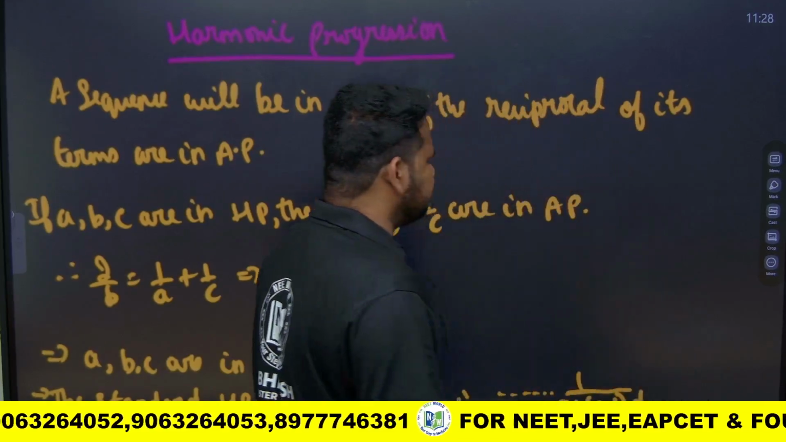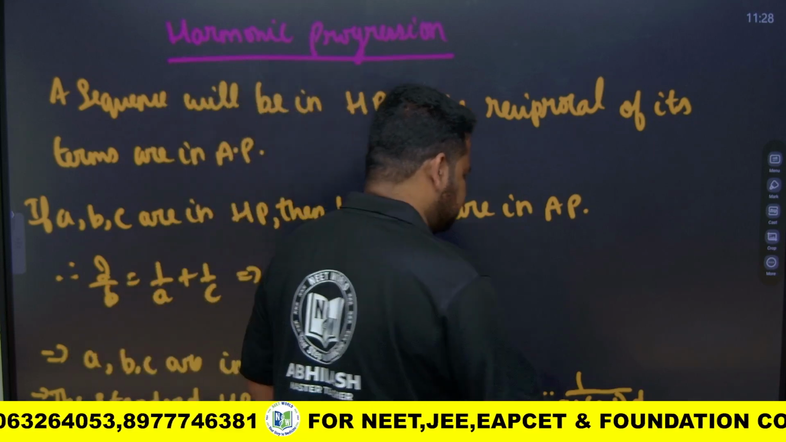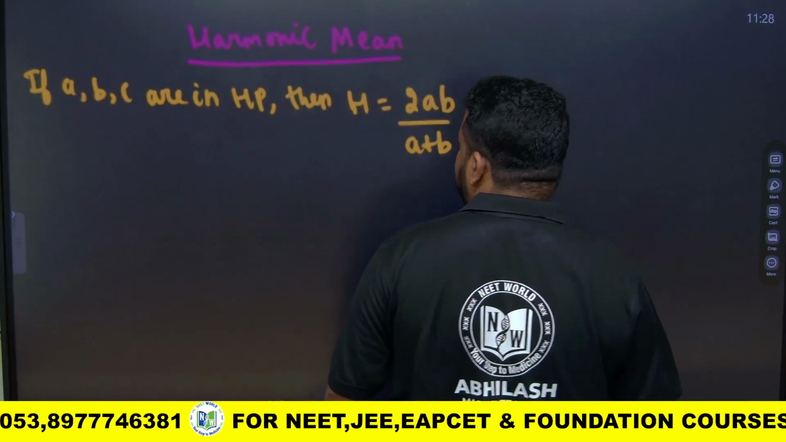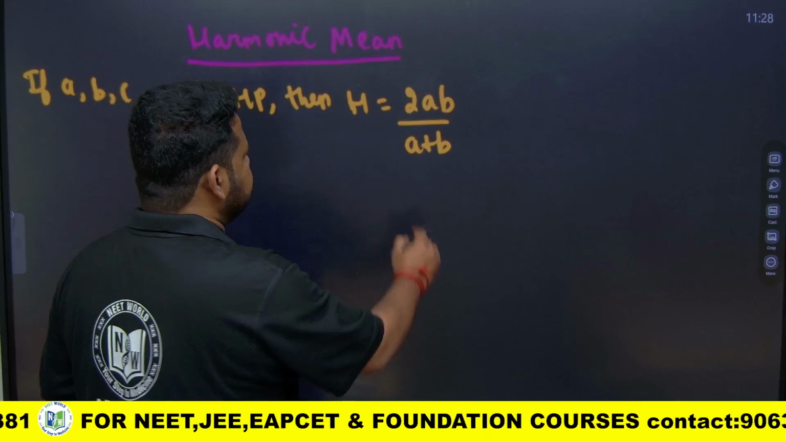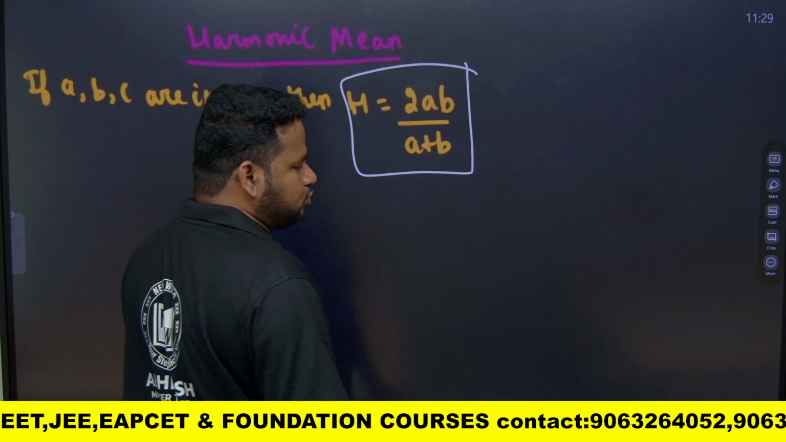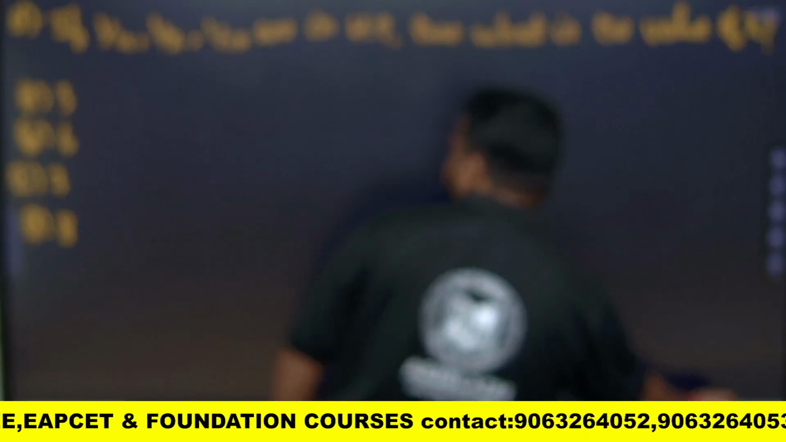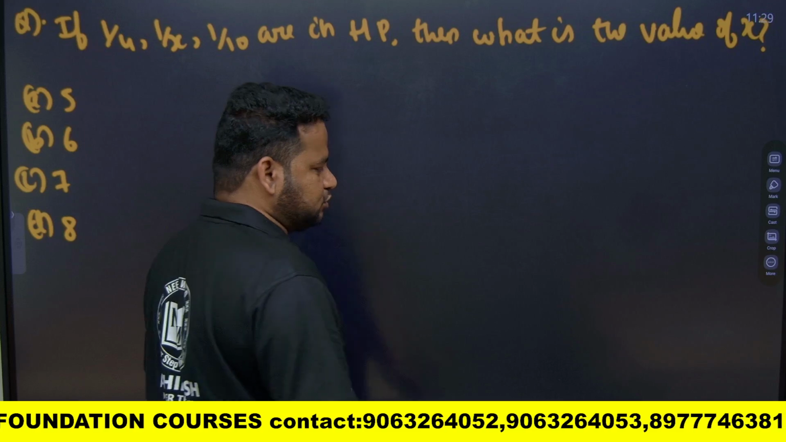Now, harmonic progression: I told you about the basics of harmonic progression in the last class itself. Now let us proceed. If A, B, C are in harmonic progression, then the harmonic mean is given by h is equal to 2ab by a plus b. We solved this question already in the previous class, so let us proceed to the next question.